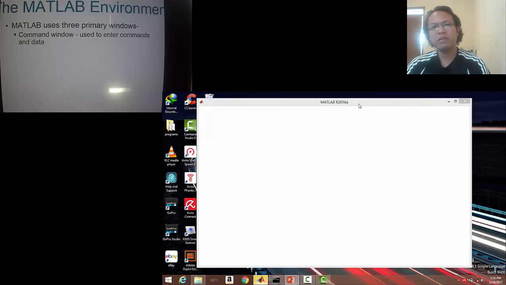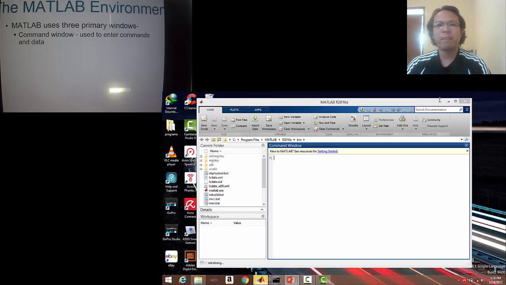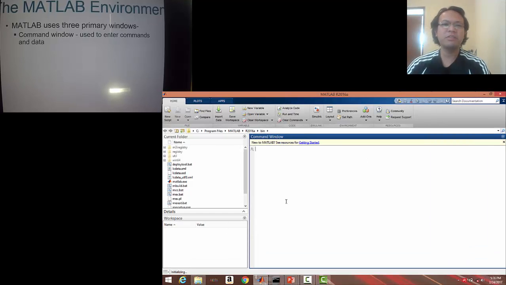Okay, MATLAB is now open. So let's try to maximize this one. This is the command window here. Okay, so here you can make MATLAB a calculator.